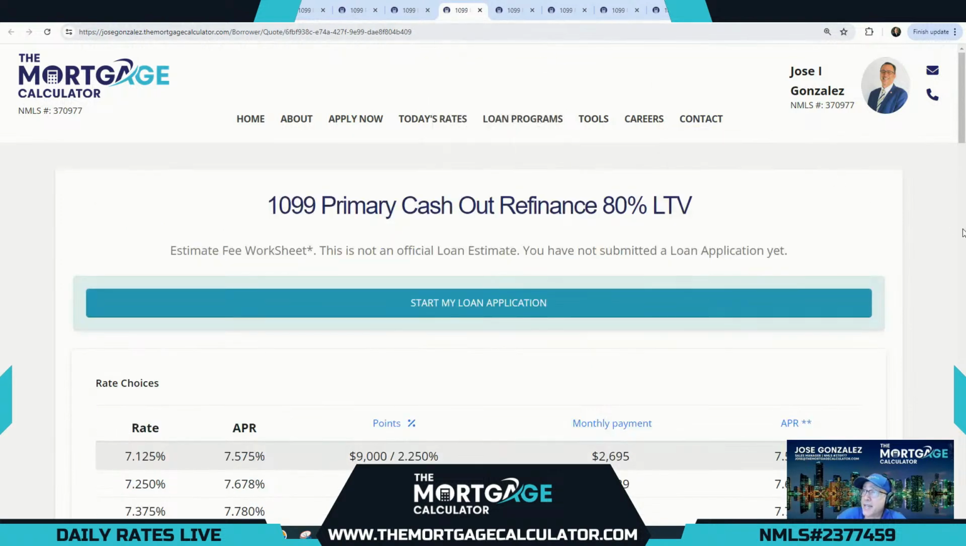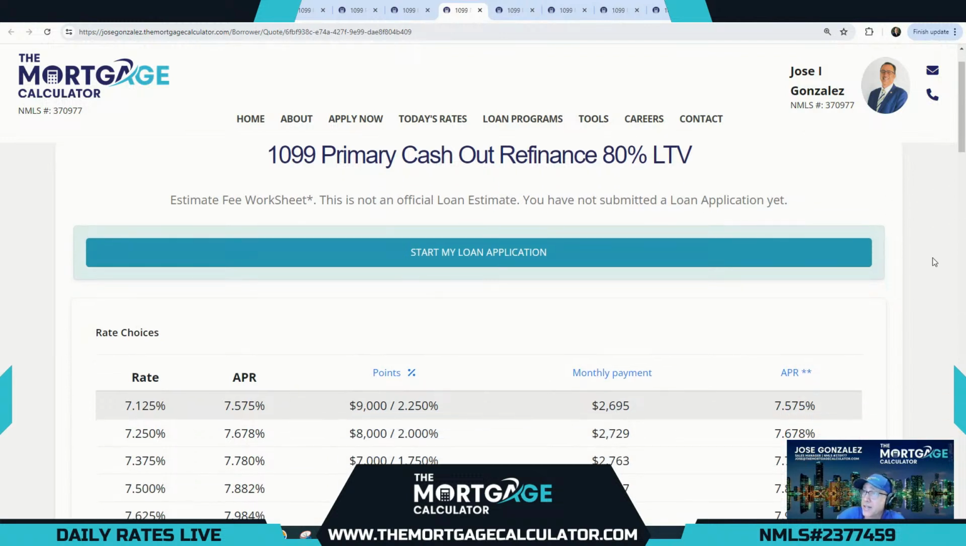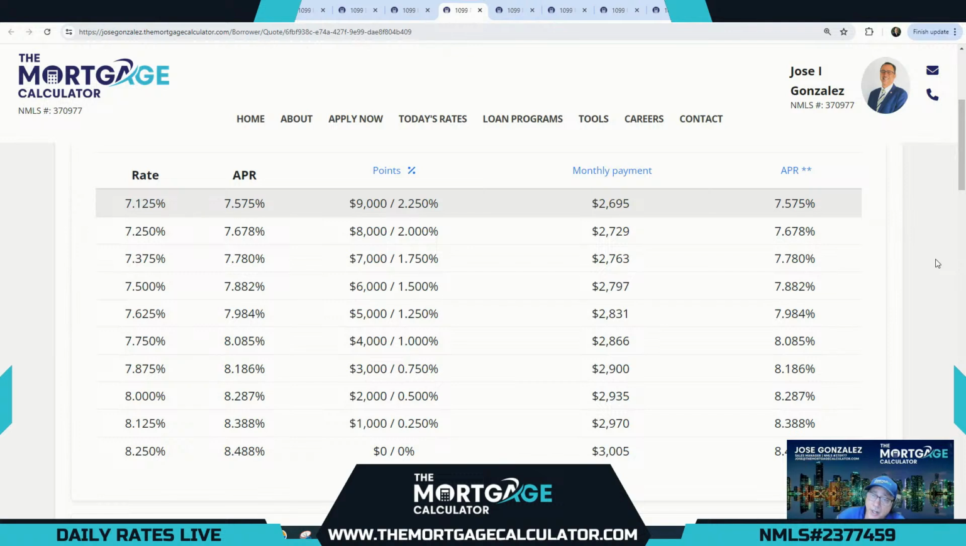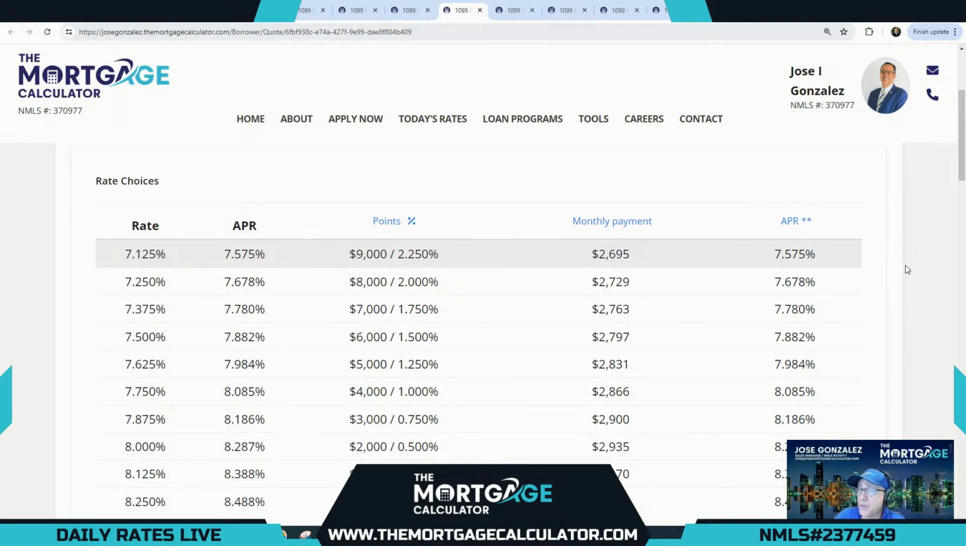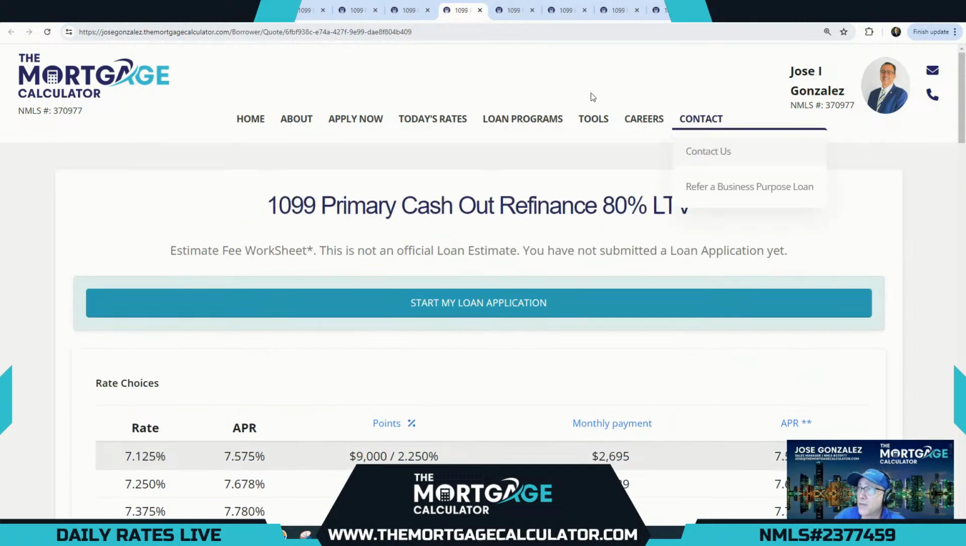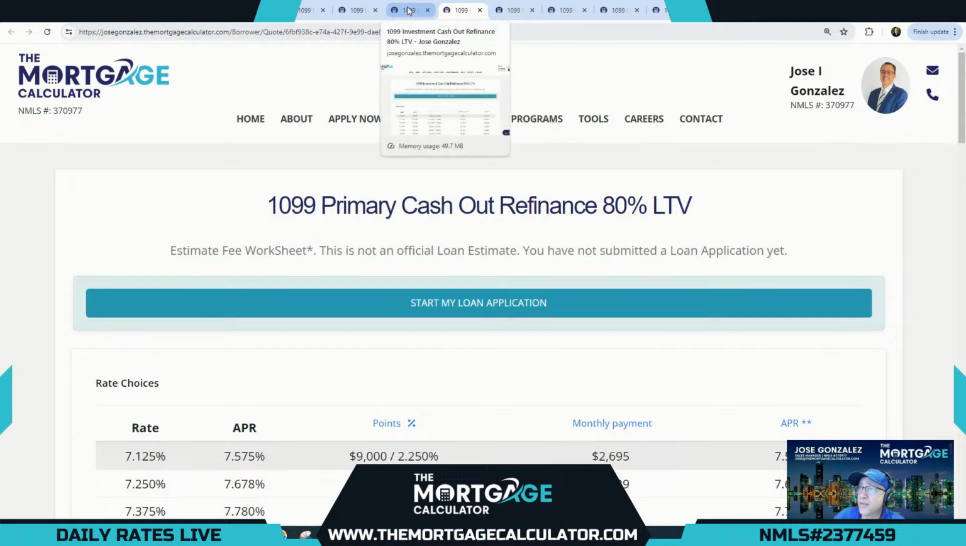And now for some cash out options. So primary cash out, 80% is the maximum LTV. We did not have any 85% cash out options for our 1099 loan. That's where you are going to get possibly a few more options on the bank statement at 85% because it is a little bit more popular. So 8.25 is our lowest cost option at par. And you can buy that down to 7.125 at a cost of 2.25 points for our 80% LTV primary cash out.